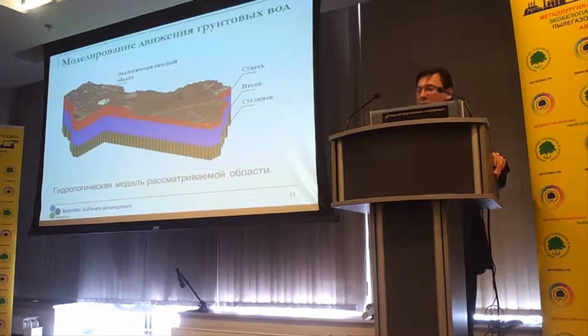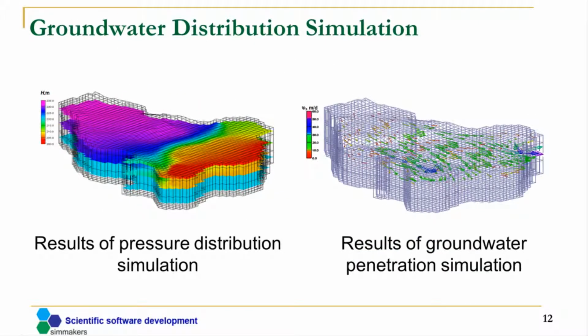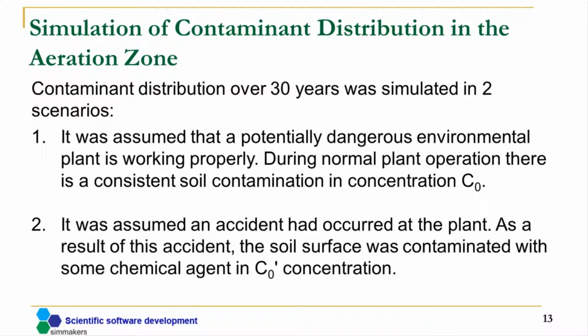Let's look at a computer simulation approach for solving this problem. First, based on boreholes, we construct a three-dimensional model of the soil layers. It is within these layers that the contaminant distribution will take place. Then, we specify physical parameters for these soil layers, which determine the distribution of the contaminants. Then, using our software, we compute the aquifer pressure and groundwater flow rate. The whole analysis is performed in three dimensions. Then, after that, we use the software we developed to simulate several variants of the scenario. In our example, we are interested in simulating two scenarios over 30 years.